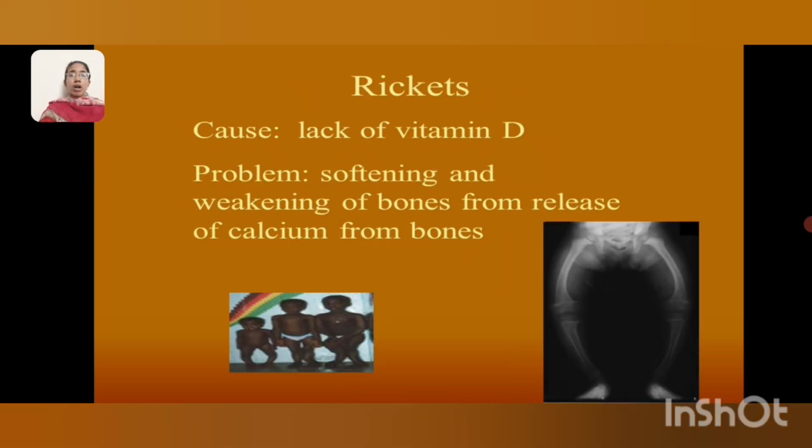Then the next one is rickets. Rickets is due to the lack of vitamin D. When rickets affects our body, we'll face symptoms and problems like softening and weakening of bones from the release of calcium from bones. When the calcium is released from the bones, our bones become too soft and too weak.